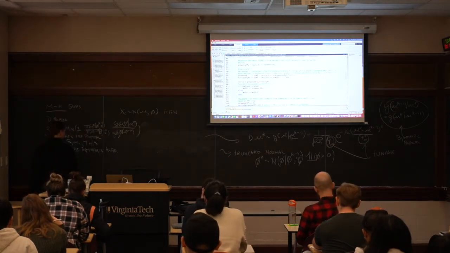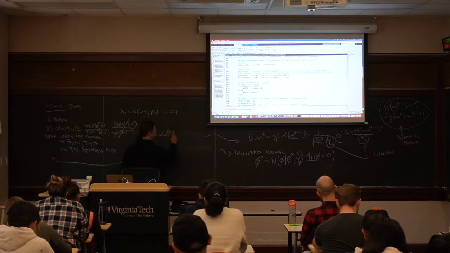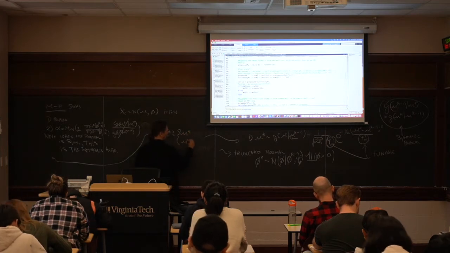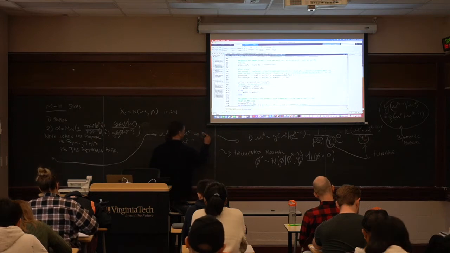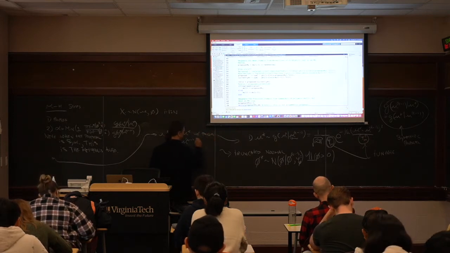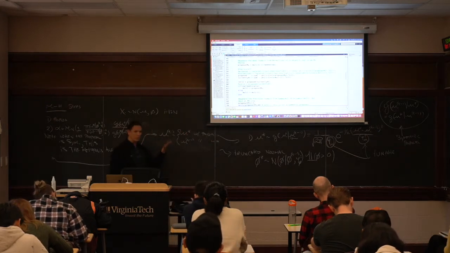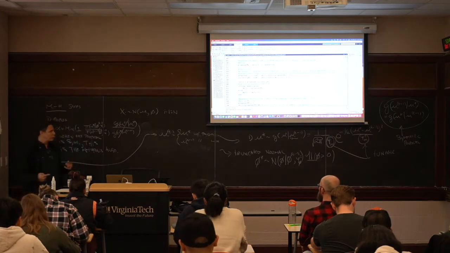So what we do at the end of the day is I take my mu t, and it's either going to be mu star or mu t minus 1. This happens with probability alpha, and this happens with probability 1 minus alpha. So it's a Bernoulli coin flip. I take that coin, I flip it. Now, I don't actually do this.